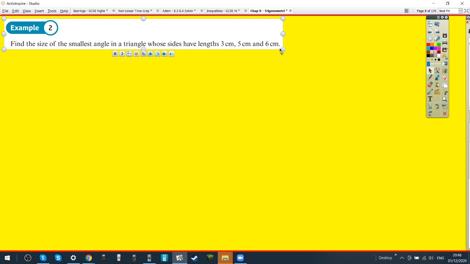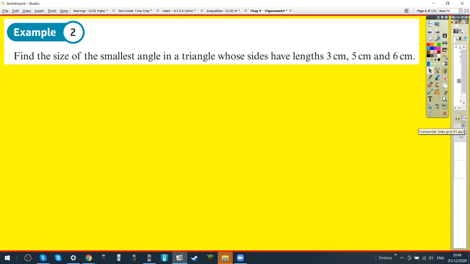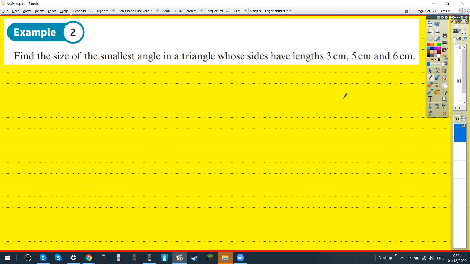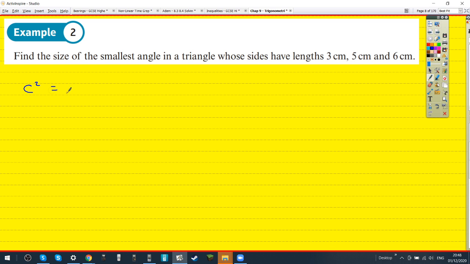Do you remember the formula? C squared equals B squared plus A squared minus 2 multiplied by B multiplied by A and then cos C. Well done. It doesn't matter which side is A and B. It does matter which side is C. And so find the size of the smallest angle.